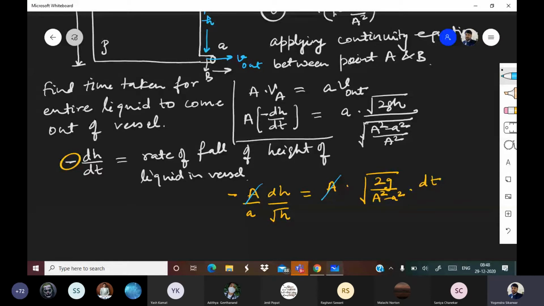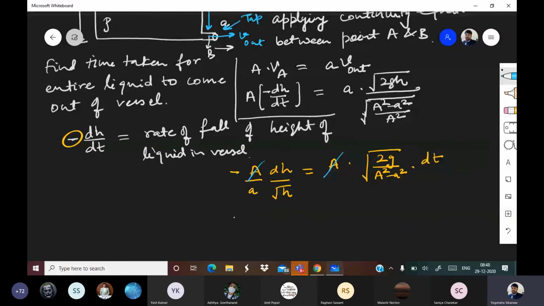So earlier this H was capital H when the tap was opened, and where is the tap? At point B. So initially the height of liquid in the vessel was capital H, and finally it became 0, right? So what you can do, integration, this minus a can remain here, dh upon root h, and the limit is from capital H to 0.